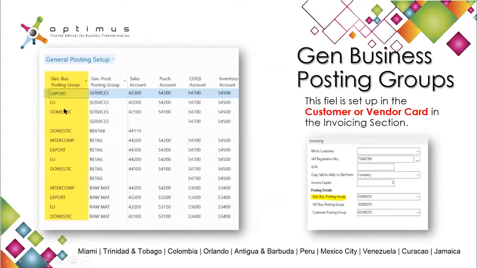posting setup all the domestic general posting group type domestic in this yellow column, to verify in a second step, in combination with the type of product, which account will be selected for sales. For services, in combination with domestic customers and local services, the account will be 42,100, right?